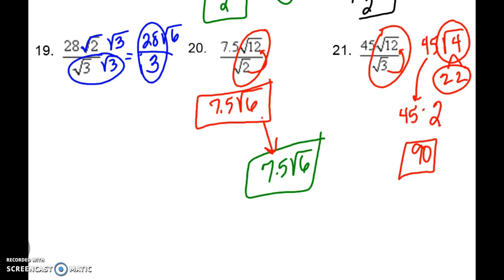So I got the 90. Are we okay? Most of you got to this point and you stopped, didn't you? Yes. So always try and break down what's inside the house as small as you can go. Okay?